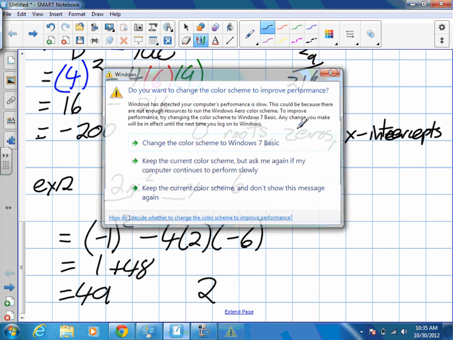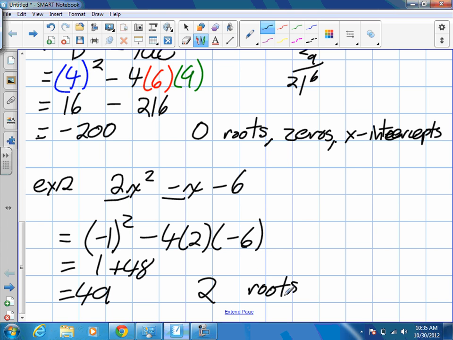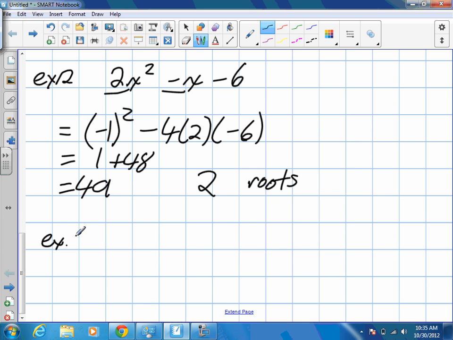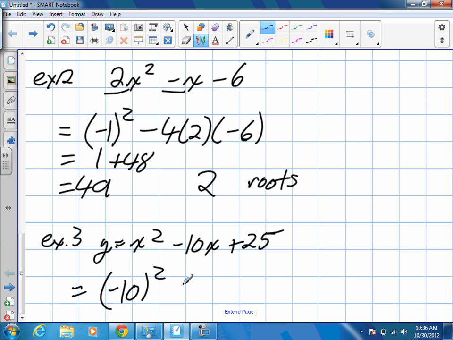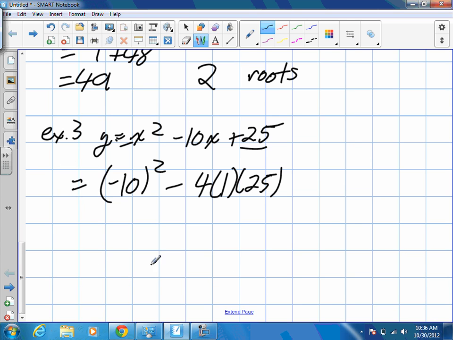Okay? And the last example. We'll use x squared minus 10x plus 25. Okay? Remember, these are already in standard form. In some of your questions, you may have to convert them to standard form, just as a heads up. So our b value here is negative 10 squared minus 4 times our a value, which is 1, and our c value, which is 25. Negative 10 squared is 100. Negative 4 times 1 is negative 4, times 25 is negative 100.